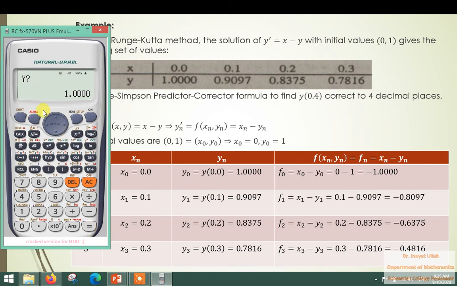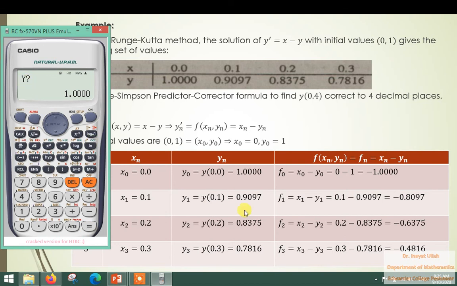It will ask you about the value of y. The value of y is 1.0000. So the function value is minus 1.0000. Then press the equal button. It will ask you about the value of x again. Now the value of x is 0.1. So press 0.1, then the equal button, asking about y.